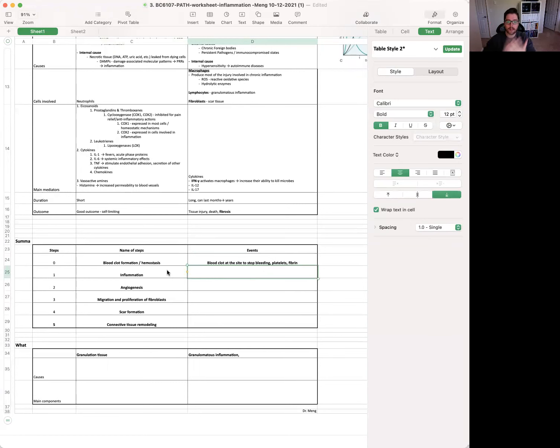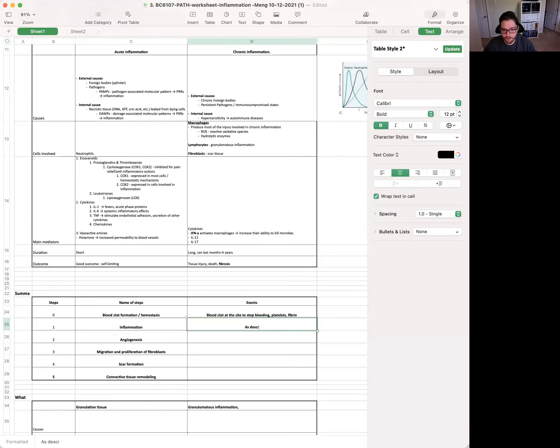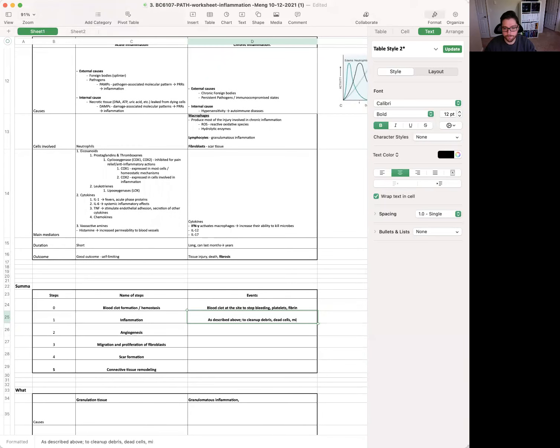So now we've stopped the bleeding. The wound is now going to get inflamed because we need to clean up some of the debris in that area, maybe some dead cells that were injured, or maybe some microbes to stop them from infecting the wound. We need inflammation to come in. We talked about all of that up here. So we'll just say as described above. This is to clean up debris, dead cells, etc. We'll add microbes too.